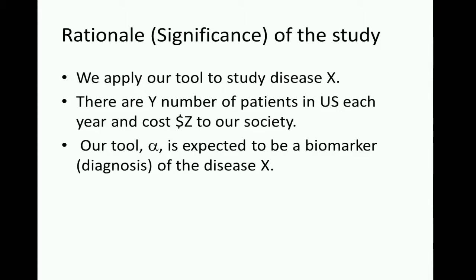So we apply our tool to study disease X, and there are Y number of patients in the US each year, and it costs zillions of dollars in society. So our tool alpha is expected to be a biomarker of disease X. In the old days, if I put DTI in alpha, I could get a grant. It's no longer like that. And we can cut and paste X.